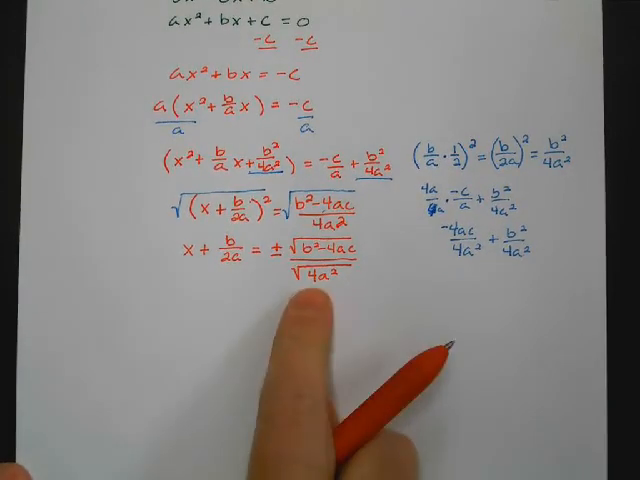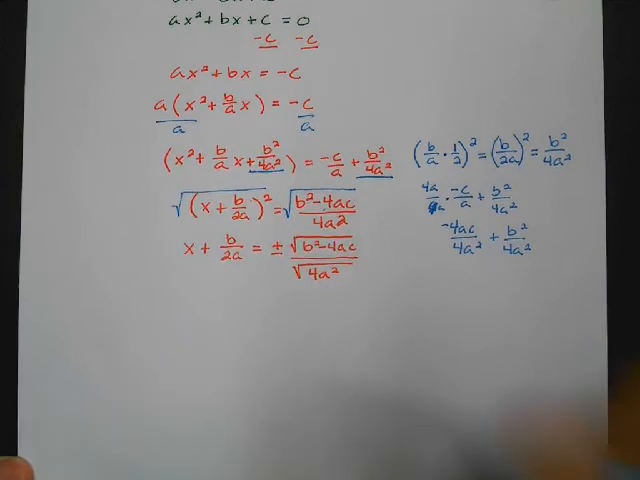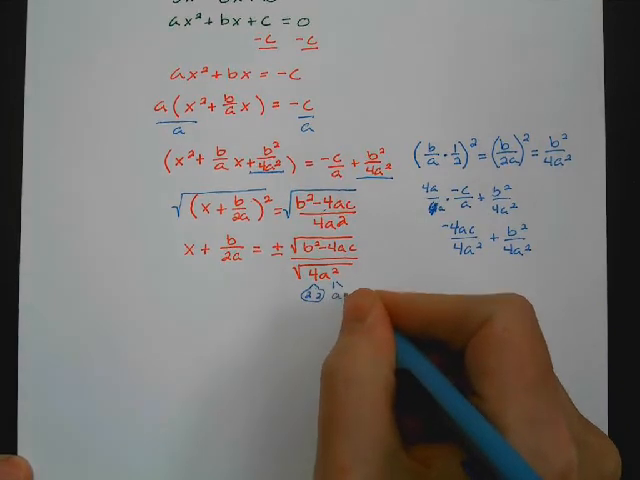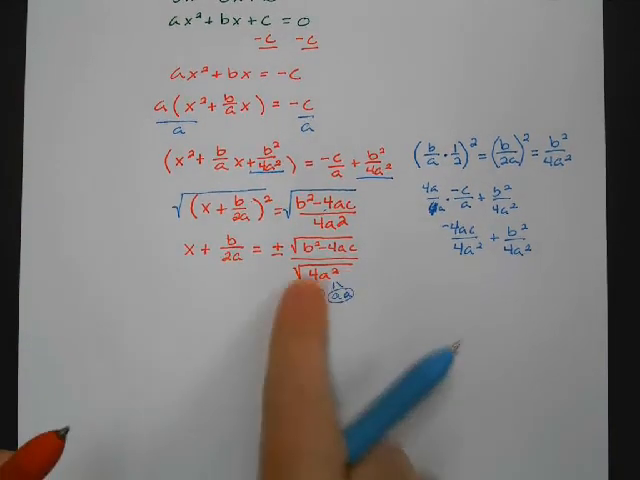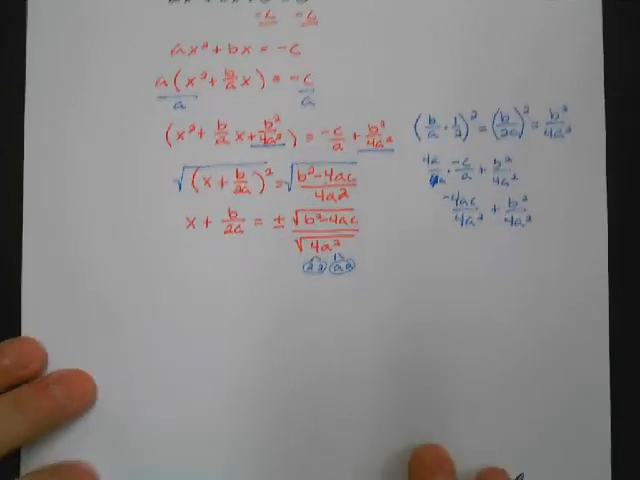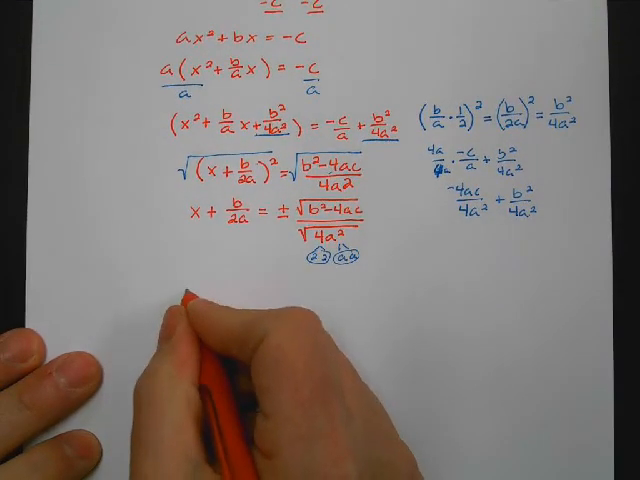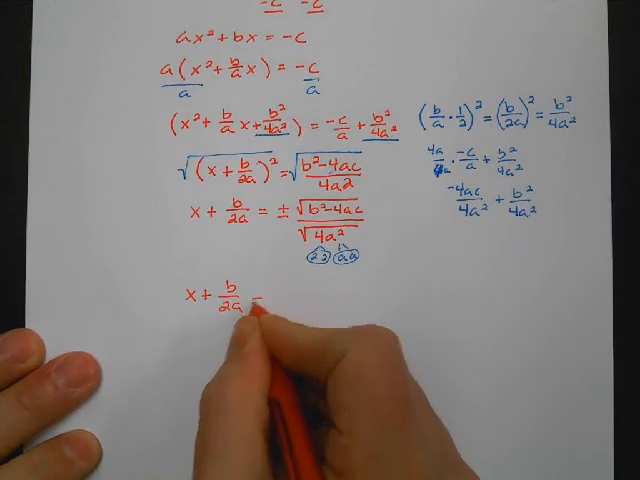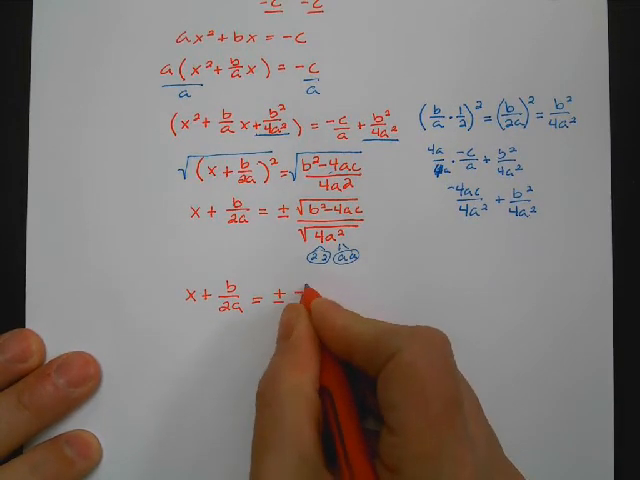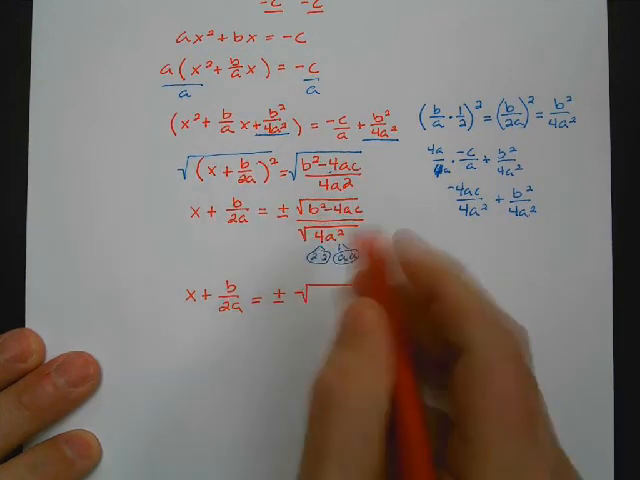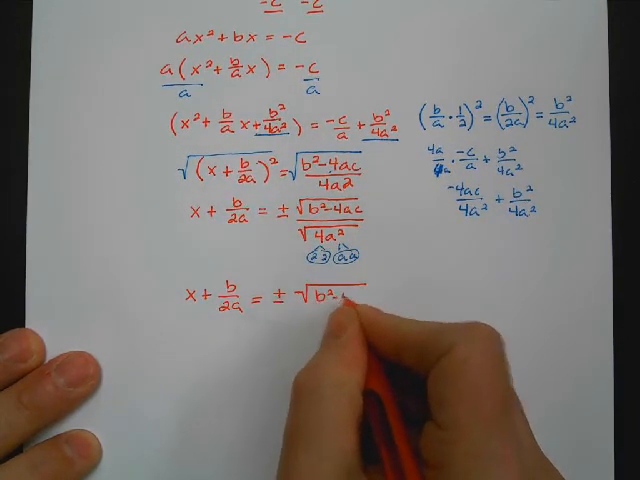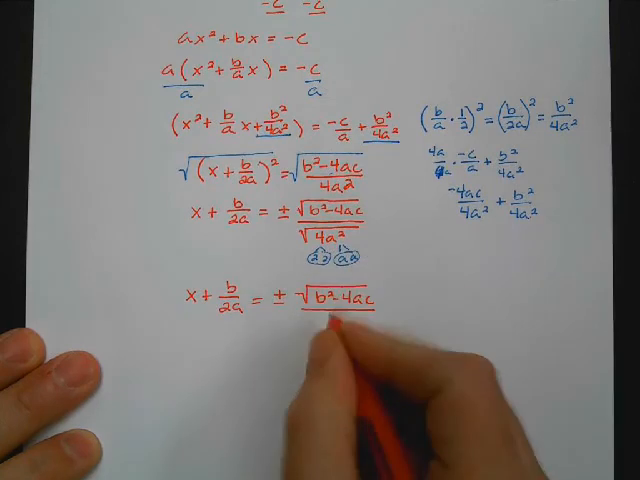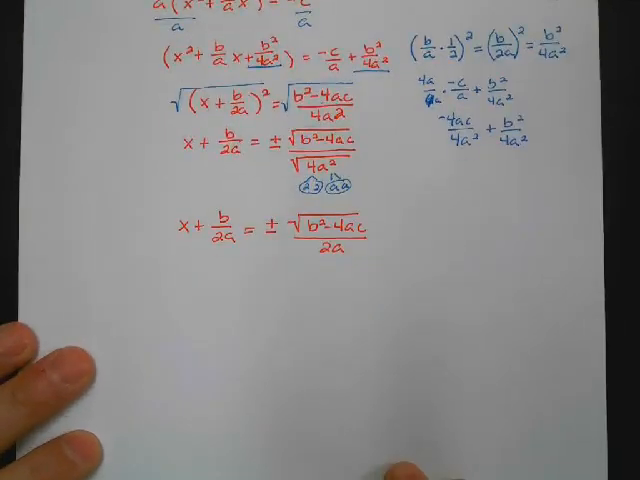Now 4a squared is actually a perfect square, because this is 2 times 2, so there's a pair of 2s. And this one's a times a, so there's a pair of a's. So 4a squared is a perfect square. So the denominator, luckily, works out. We get x plus b over 2a equals plus or minus the square root. Up top, I've got b squared minus 4ac, divided by, and then this becomes 2a. This isn't looking too bad.